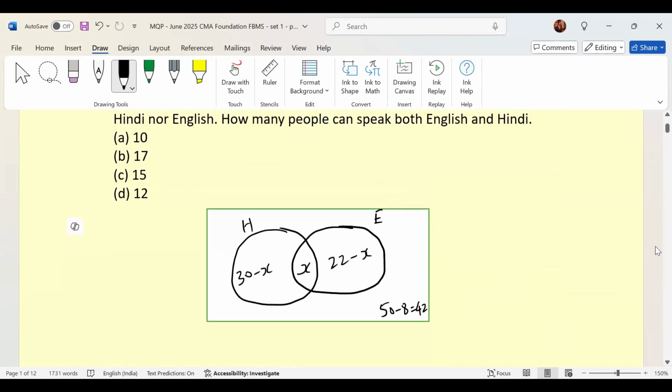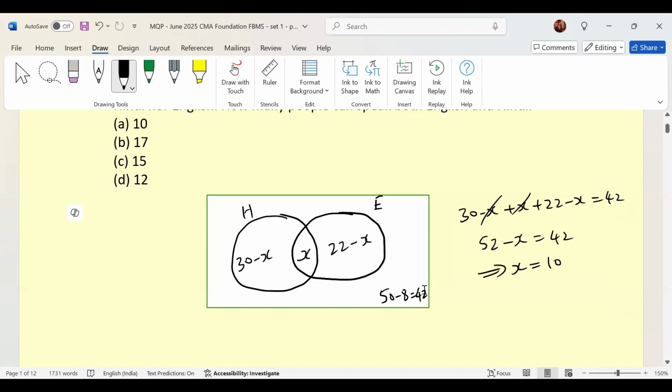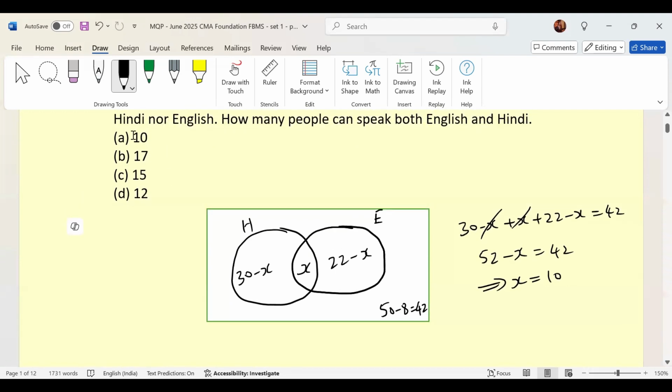Let us do that. 30 minus X plus 22 minus X should be equal to 42. Minus X plus X gets cancelled. Here you have 52 minus X equal to 42, which means X is 10. Means 10 people speak both English and Hindi. That is what will be the solution. It is our option A.